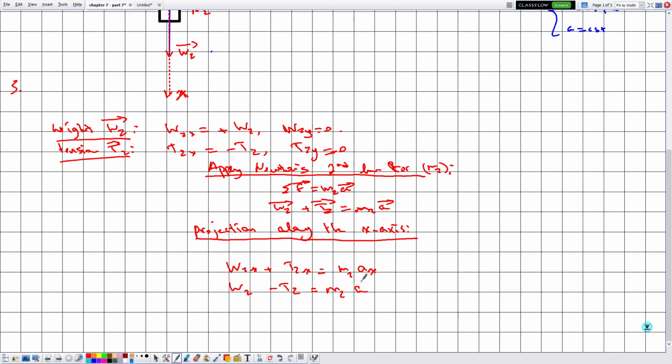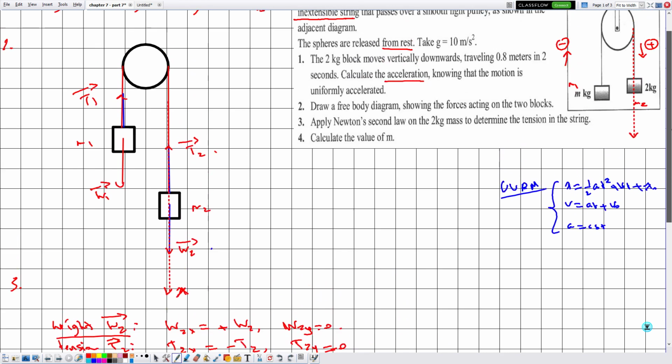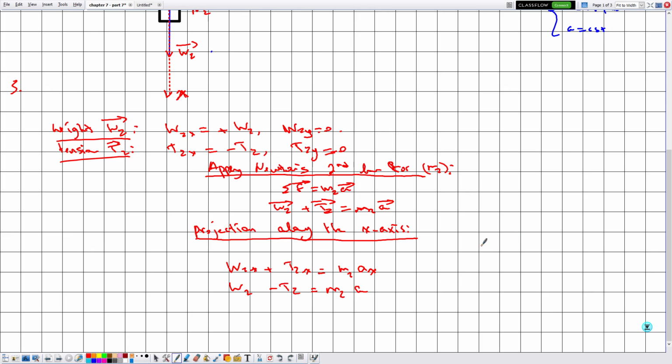What is A? A is equal to Ax, and we have determined this previously to be 0.4 meter per second square, which is the acceleration of the system. And we are interested in determining T2. What's the type of this equation? A linear equation with one unknown. Then after rearranging this equation, T2 is given by W2 minus M2A.